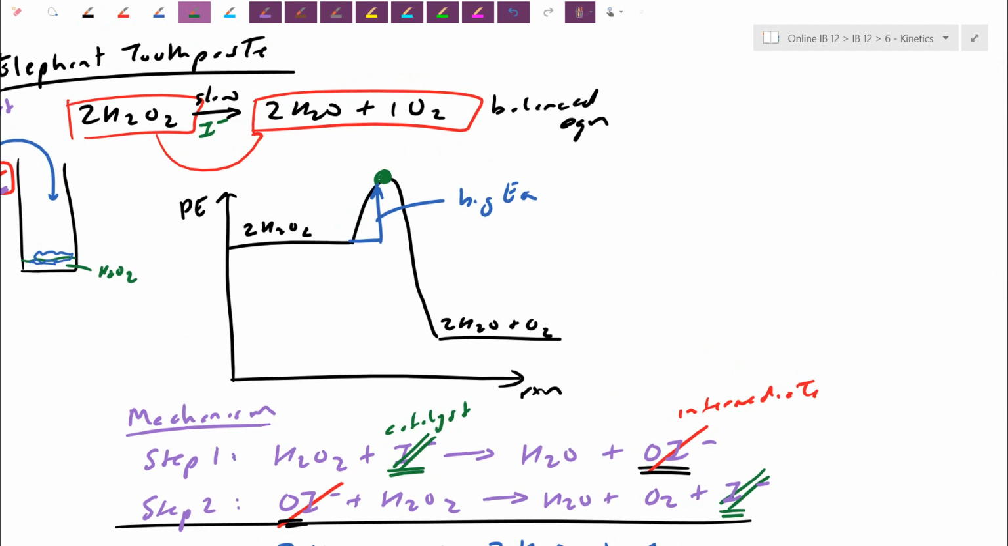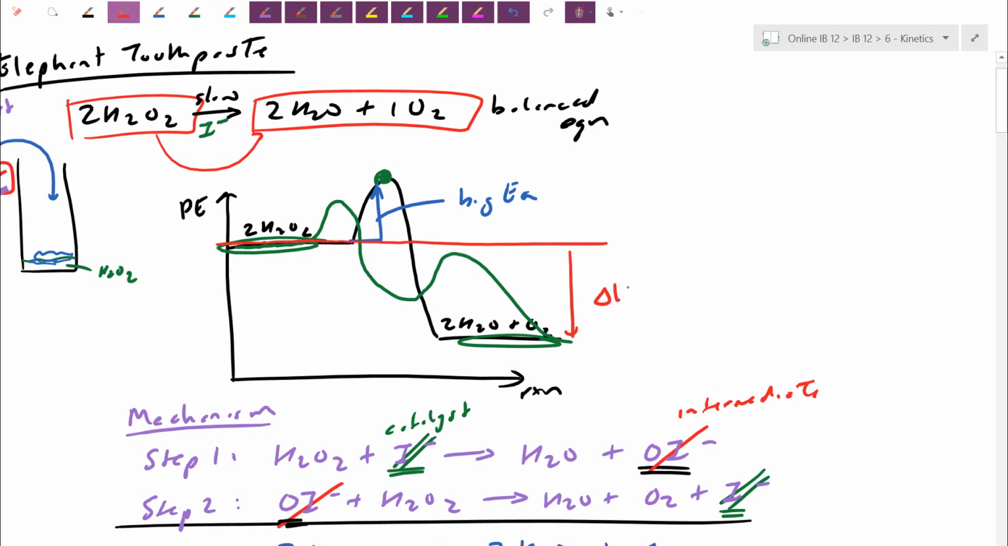So energetically here, we're still going to start from the same H2O2. We're going to end at the same position, but it's a 2-step mechanism. So we're going to end up with 2 hills instead of 1. And basically what's happening here is the delta H is unchanged. They always like asking this question. The delta H is the same. It still gets us from the hydrogen peroxide over to the decomposed water and oxygen, but it gets us over there with a slightly smaller EA. So the EA for the catalyzed pathway here is less than the big EA for the uncatalyzed path.